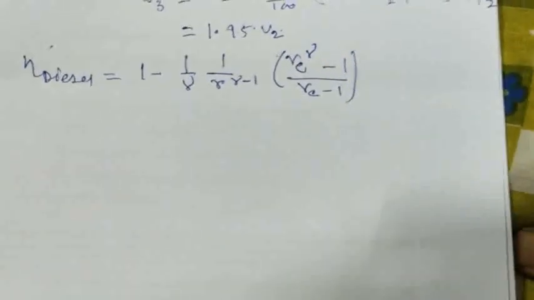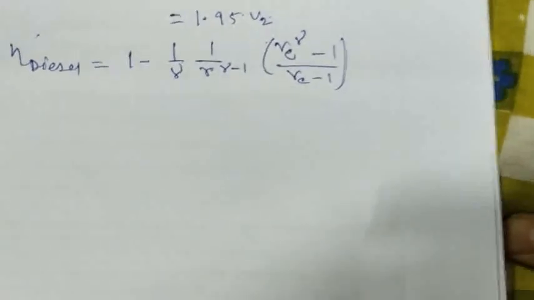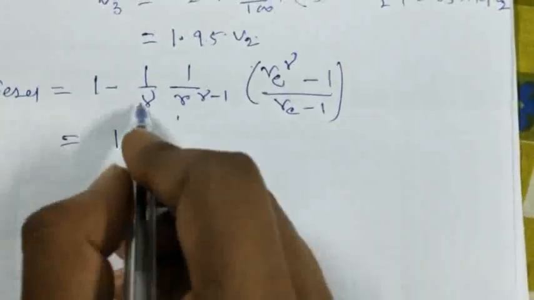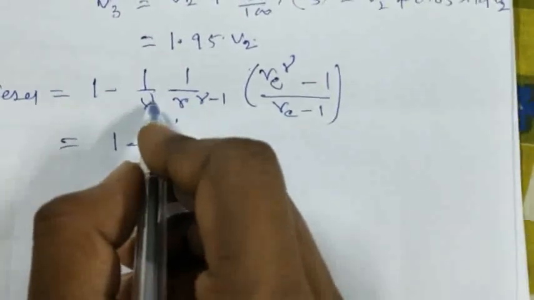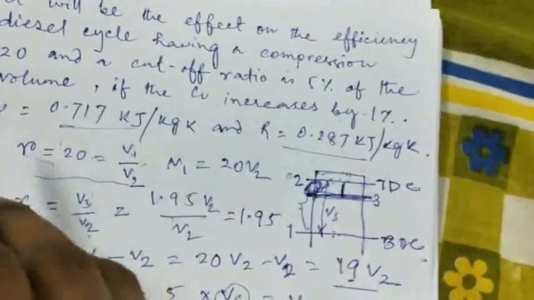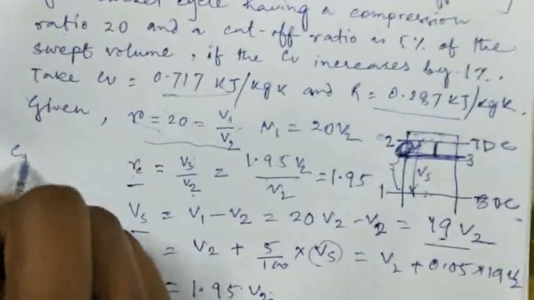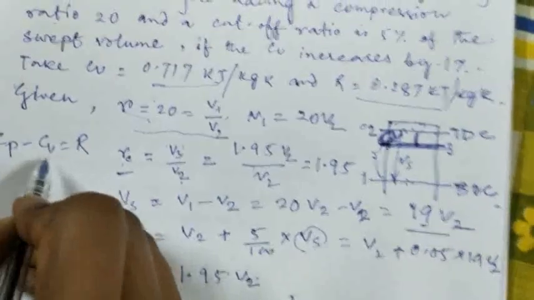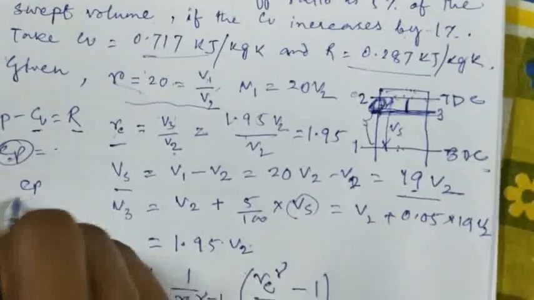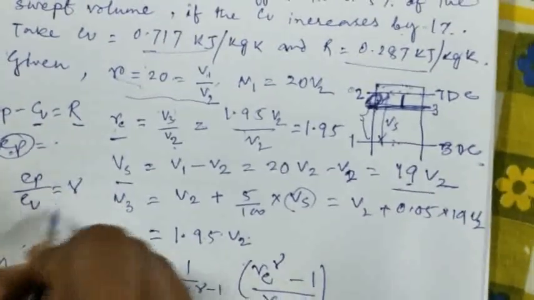So we can calculate this efficiency value by putting in the values when the specific heat is constant, not changing. We know the value of gamma is generally 1.4. Though the values of Cv and R are given, we can calculate gamma because we know Cp minus Cv is equal to R. Cv and R are given, so we can calculate Cp, and Cp by Cv will be equal to gamma. So gamma will be 1.4.